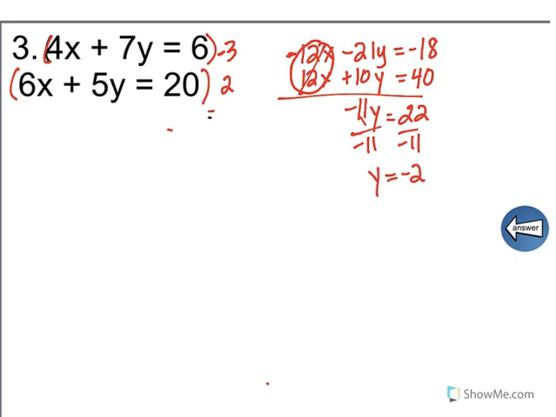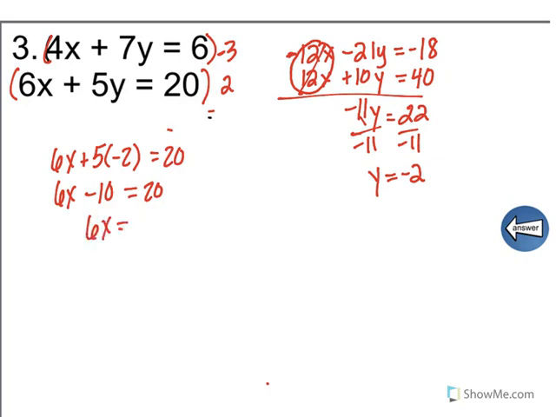In order to get the next one, I'm going to pick one of the two equations. I'm going to plug in negative 2. So I'll pick the bottom one. 6x plus 5 times negative 2 equals 20. 6x minus 10 equals 20. 6x equals 30 when I add 10 on both sides. x is equal to 5 when I divide both sides by 6. So my solution here would be 5, negative 2. Again, to check it, you would plug it in to both equations to see if it's true in both.